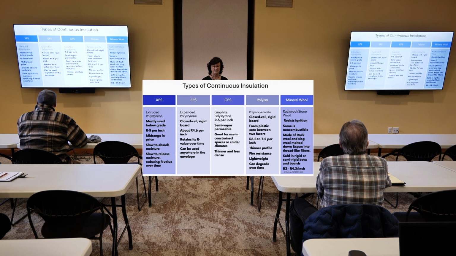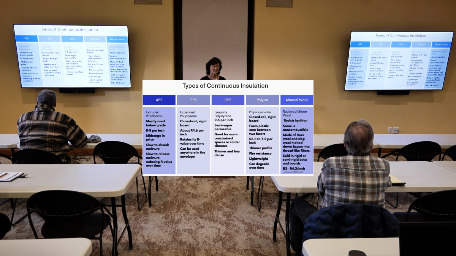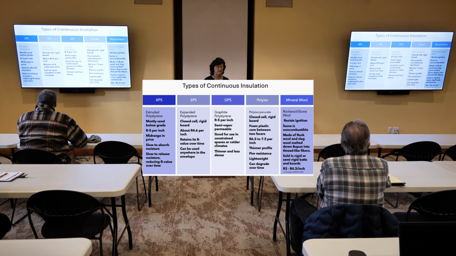EPS, expanded polystyrene. It's a closed cell rigid foam board, and it's a little bit lower in R value, but it does retain its R value over time. It's pretty good. It can be used anywhere in the envelope. A lot of people like to use EPS because it's more versatile.